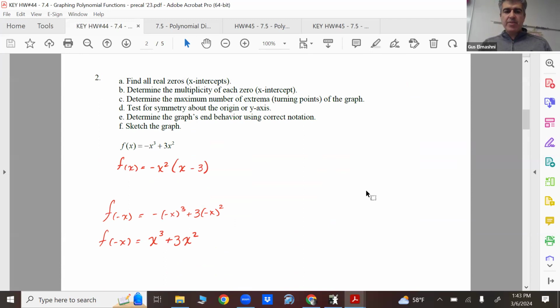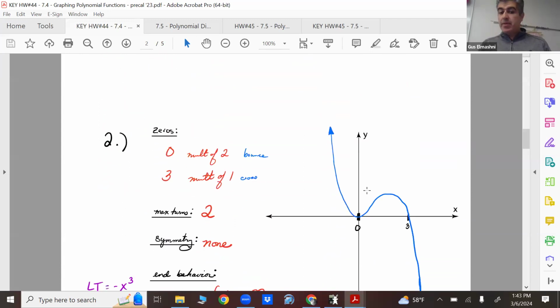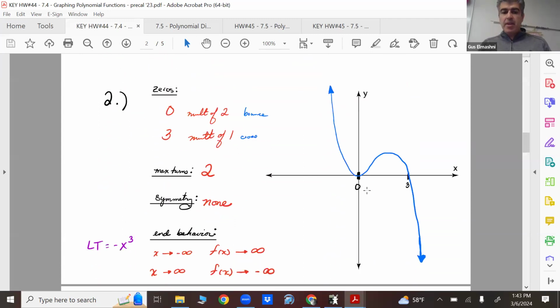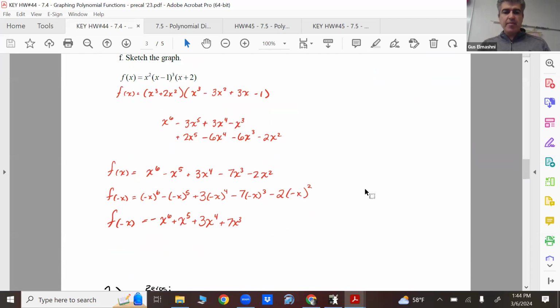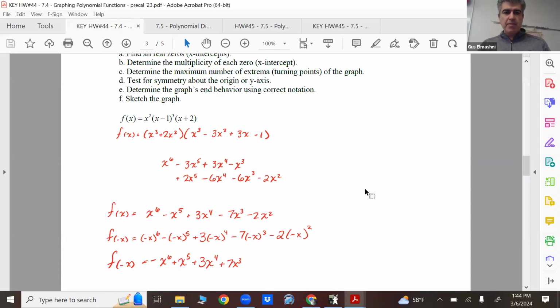Here, factor out -x squared. Zeros are 0 and 3. Multiplicity of 2, multiplicity of 1. Max turns, symmetry, and so on. You got that. Pretty simple. Number 3, it's a nice factor for you. There's going to be no symmetry here, so don't waste time investigating it.